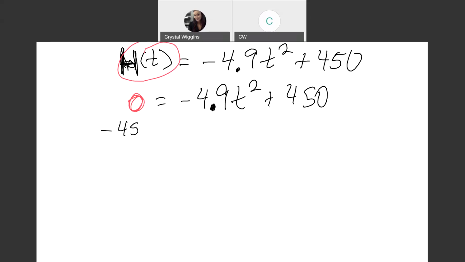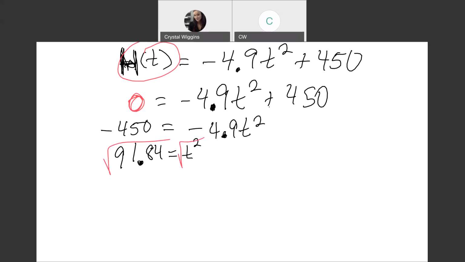So we subtract 450 on both sides. Since there's only one variable with t in it, we don't have to use a quadratic equation or anything like that. Divide by negative 4.9 on both sides. So negative 450 divided by negative 4.9 gives us approximately 91.84, which is equal to t squared. And then we take the square root of the last answer, the square root of 91.84, to get the time it takes the ball to hit the ground, approximately 9.58 seconds.